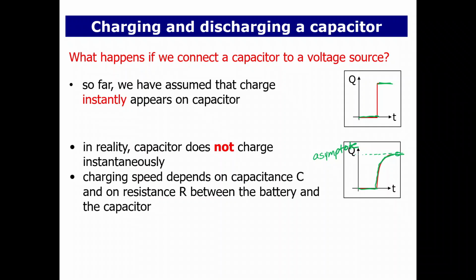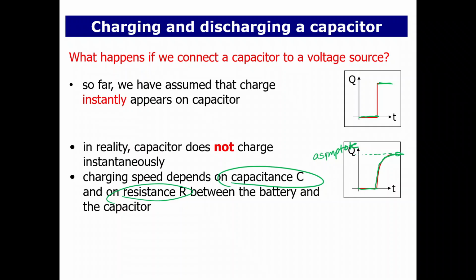The charging speed, the rate at which it charges, is dependent on the capacitance and on the resistance between the battery and the capacitor. We are going to derive equations that show why this is true, but those are the key factors. If we have a larger capacitance, we're going to charge slower because it's going to take a long time for it to become fully charged. If we have a large resistance, the current's not going to flow very quickly, so the charge isn't going to build up very quickly.